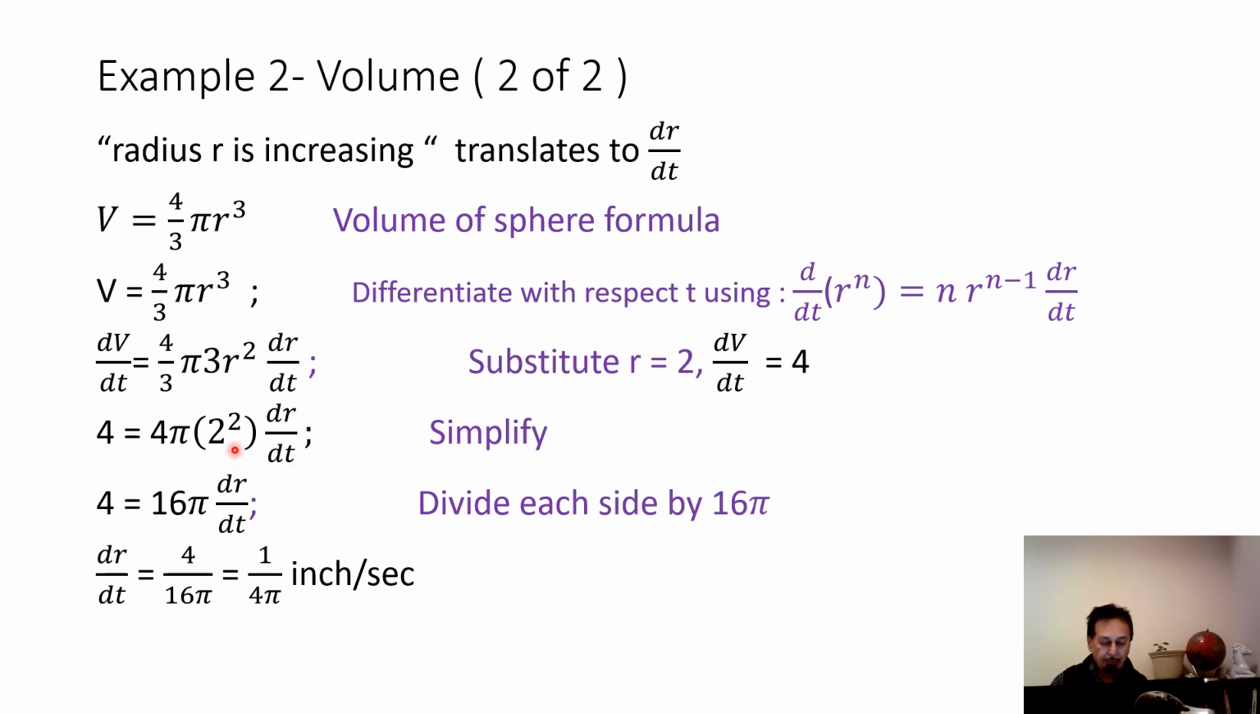So now we simplify, which becomes 2 squared is 4, 4 times 4 is 16 pi equals 4. So now we divide by 16 pi, so it will be 4 over 16 pi, which will be 1 over 4 pi inches per second.